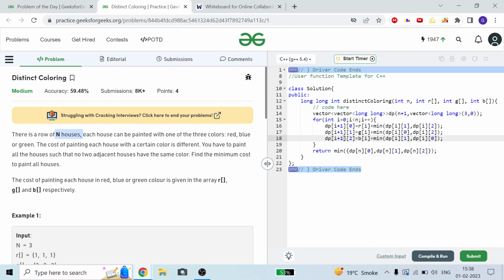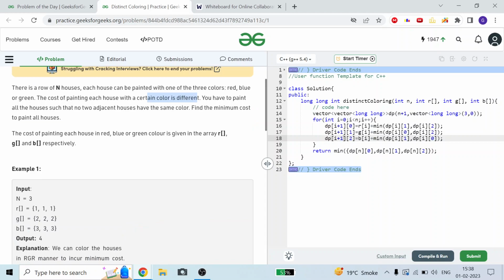Here we are given n houses and each of the houses has to be colored with any of three colors: red, blue or green. Okay, any single color. And the cost of painting each house with a particular color is different. Like n is equal to 3, then for r, g and b, three vectors are given to me. Now here R1 means the cost of coloring the first home, the cost of coloring the second home, the cost of coloring the third home in color red. Similarly, this is the cost of a particular house in color green, and the cost of a particular house in blue color.